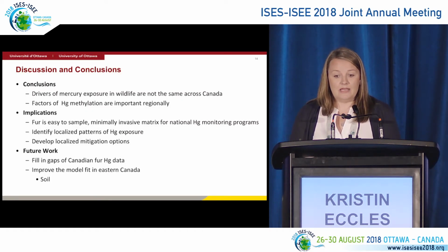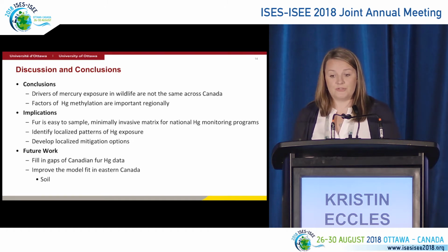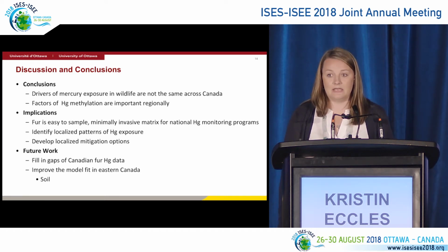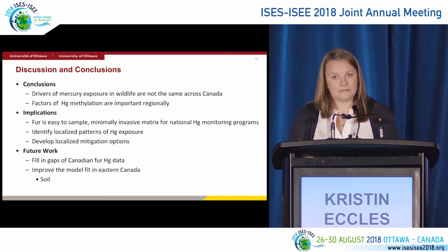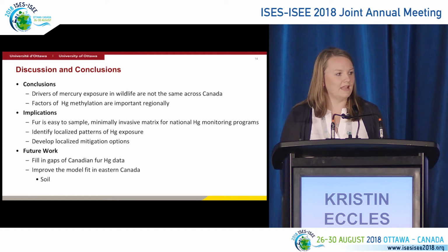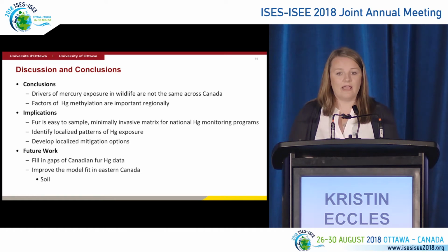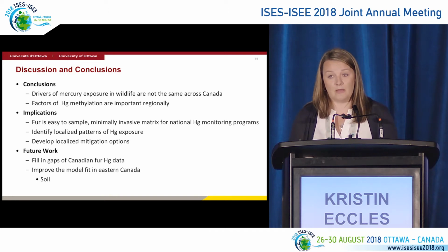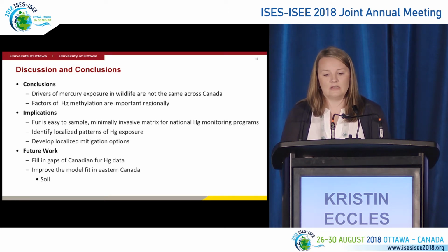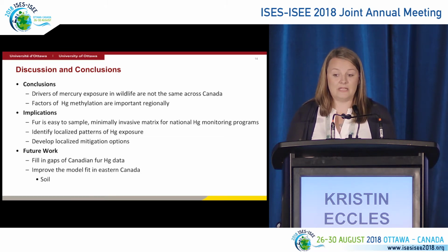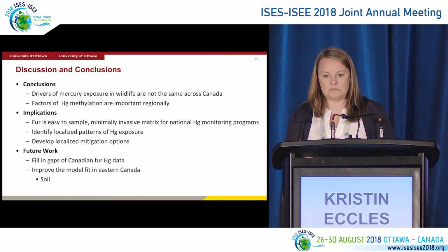So just to wrap up, in conclusion, drivers of mercury exposure in wildlife are not the same across Canada. This is especially important for very spatially heterogeneous landscapes, as Canada is. These factors of mercury methylation are important regionally. This helps us identify localized patterns of mercury exposure, and this allows us to develop localized mitigation strategies. Applying one kind of blanket strategy across the country would not be applicable. This study also highlights how fur mercury is easy to sample, it's a minimally invasive matrix, and it can be good for a national mercury monitoring program.